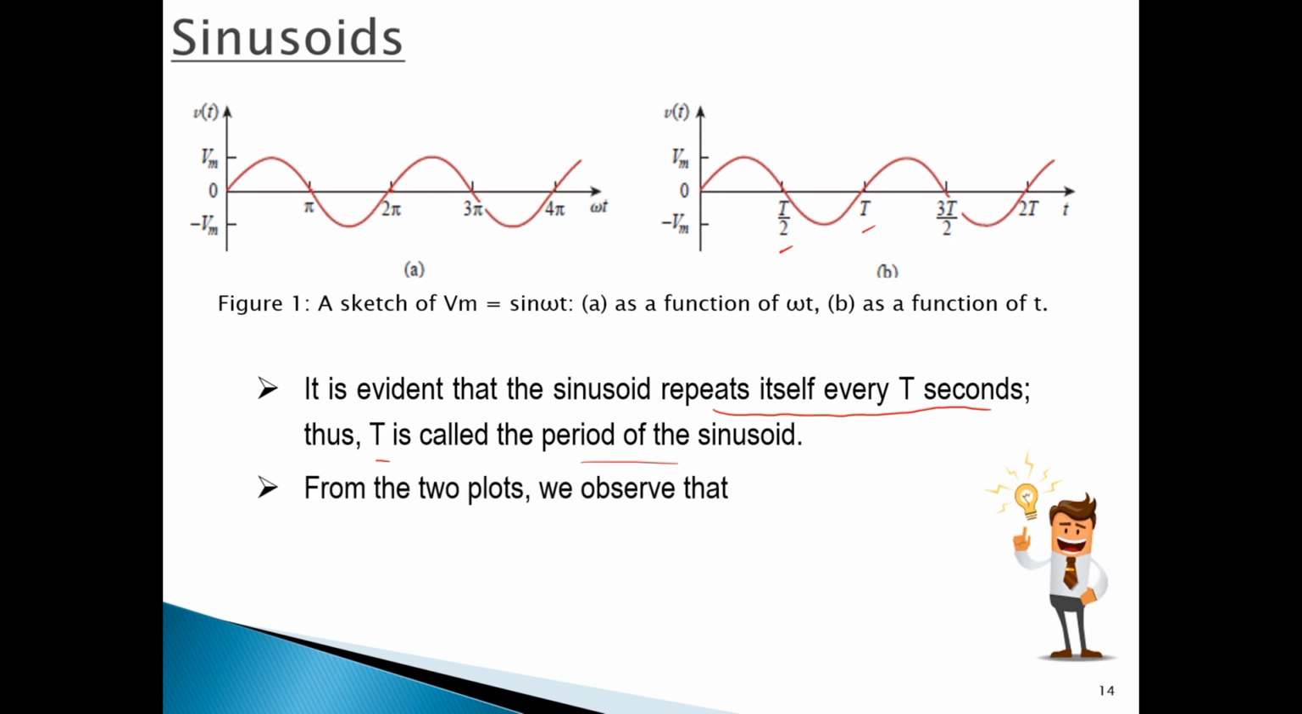So from the two plots, we observe that T is equal to 2 pi over omega, because 0 to T is equivalent to 0 to 2 pi. So omega T is equal to 2 pi, and omega T is also equal to the period time. That's why T is equal to 2 pi over omega. So we have here the formula for the period.